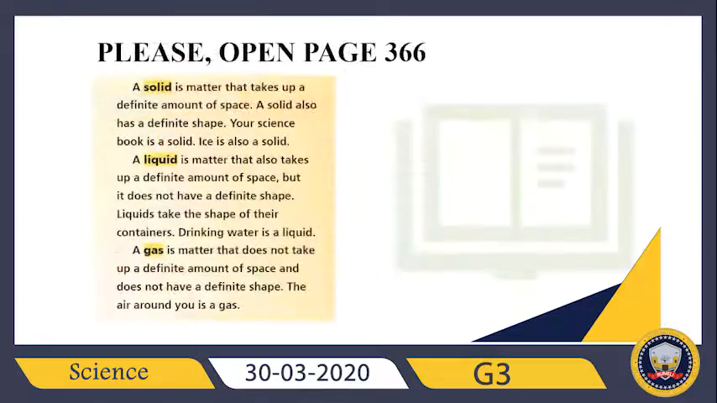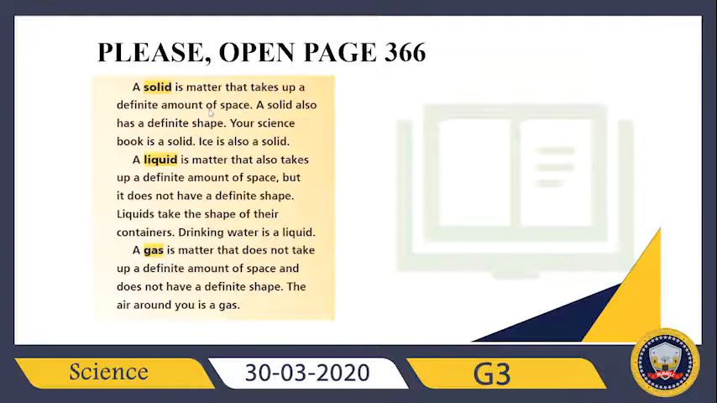Right now, please open page 366. Let's talk about solid, liquid, and gas, how they are similar and how they are different from each other. Let's check. It says a solid is matter that takes up a definite amount of space. A solid also has a definite shape. A definite amount of space represents definite volume.